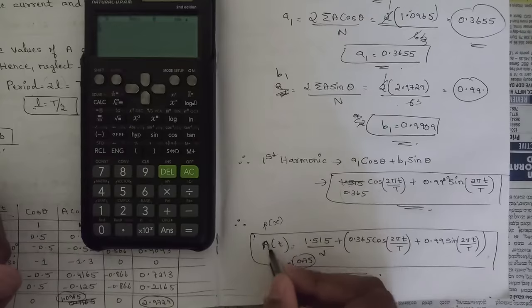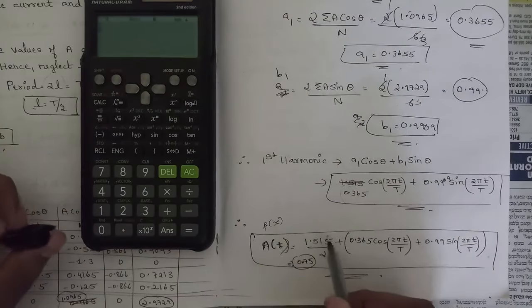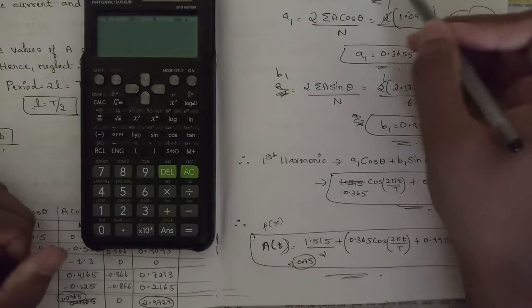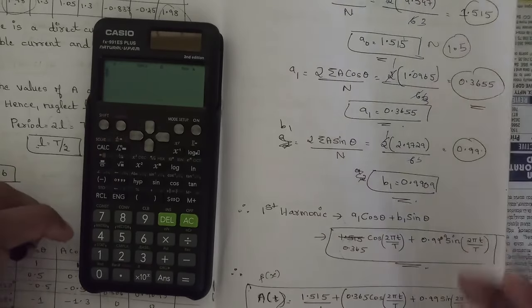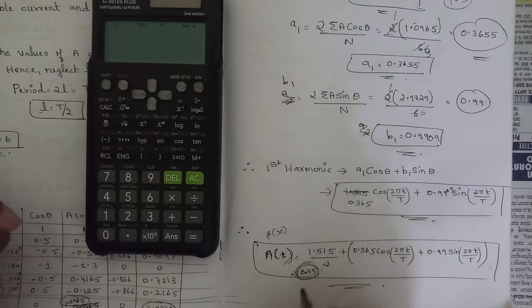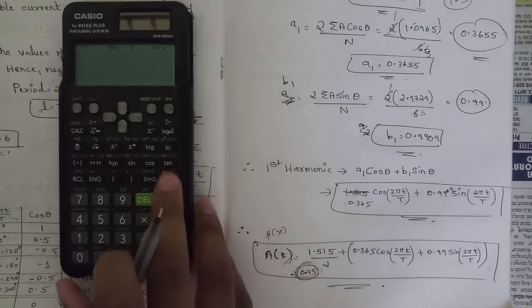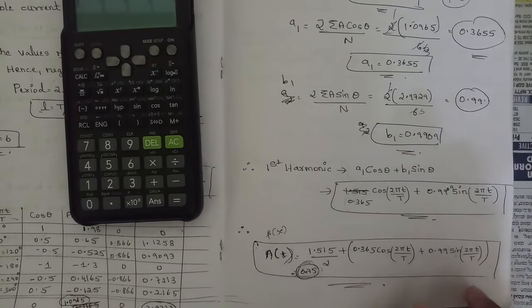Here it is a of t, because the question is in the form of a of t. So here we can see that the parameter we got is 1.515 by 2, which is approximately equal to 1.5 only. If we divide it, we get 0.75. That is what we need to prove: the direct current flowing through the variable current in the given parameters, the given value was 0.75, and we got 0.75 along with the first harmonic. Okay, so this is the solution.